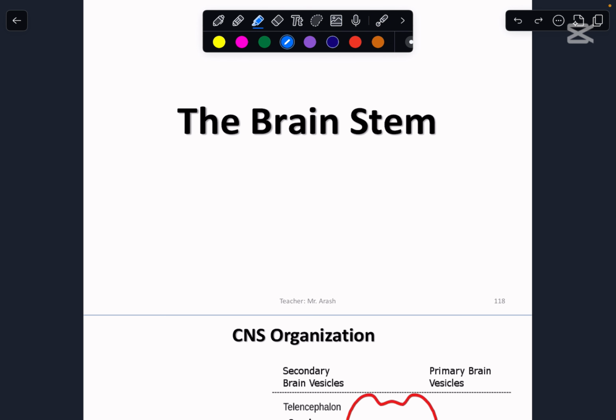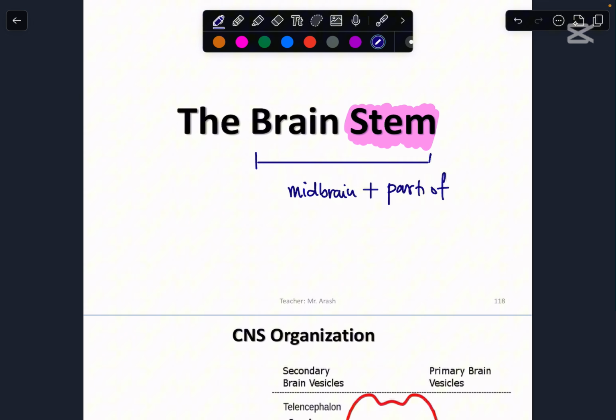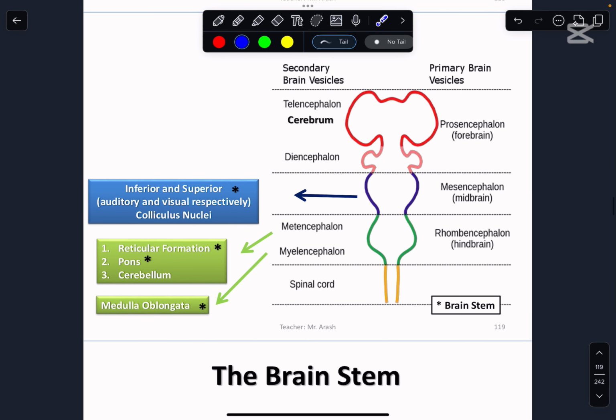Now let's talk about the brain stem. I told you before that the brain stem essentially encompasses parts of what we call the midbrain plus parts of the hindbrain. The entire midbrain is part of the brain stem, as you can see here, as well as the reticular formation, pons, and medulla oblongata of the hindbrain. You could say it's really the hindbrain minus the cerebellum.